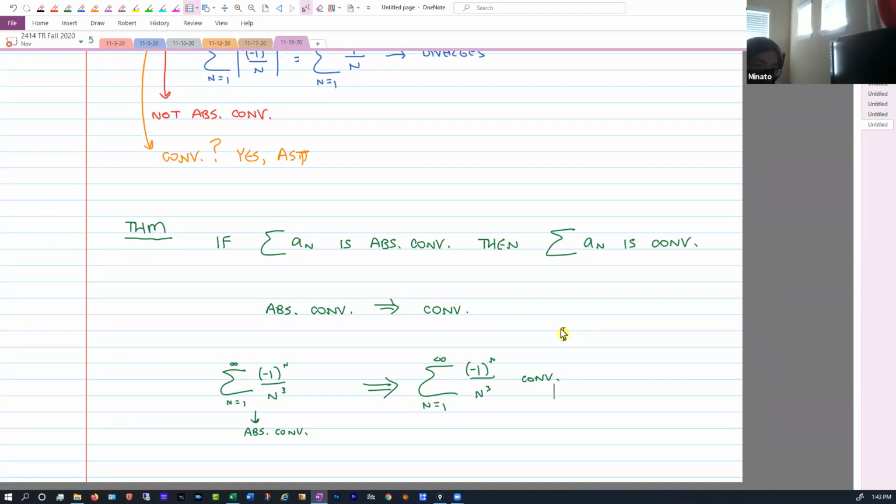Here I am asking the same question. What's the difference between absolute convergence and convergence? Is there any graphical difference, as in the plot, the points we plot? Okay, yeah, maybe I can do it this way.